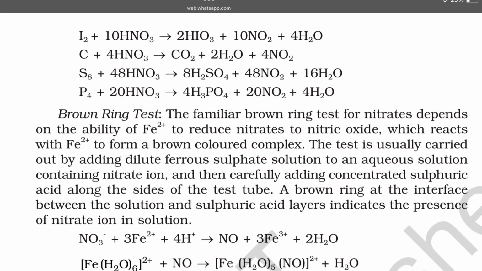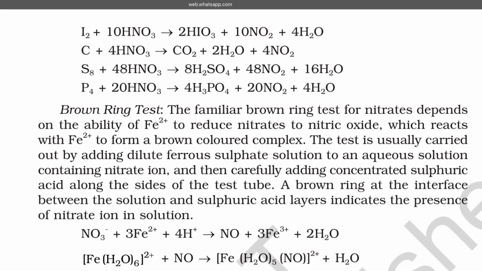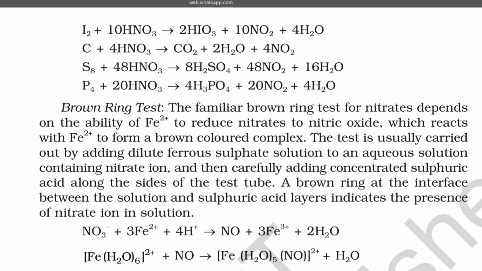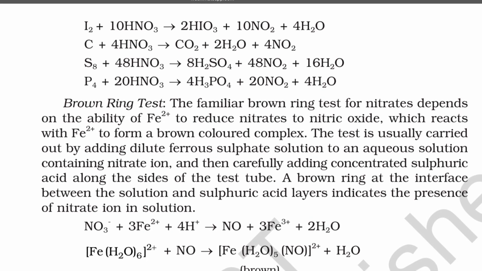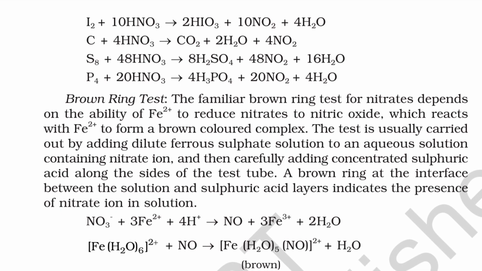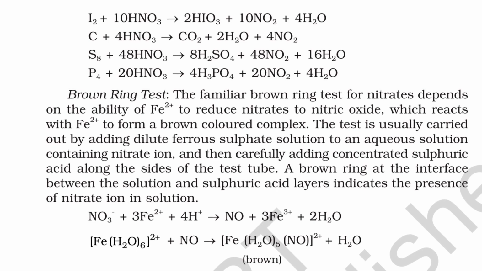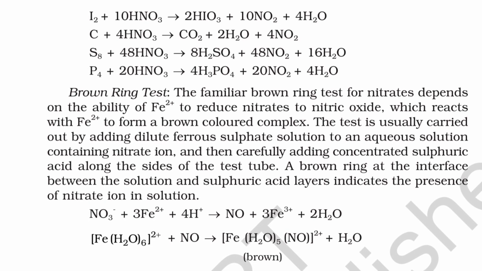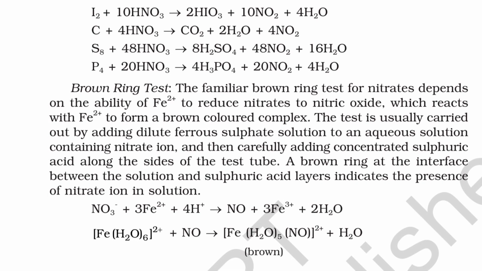The familiar brown ring test for nitrates depends on the ability of Fe+2 to reduce nitrates to nitric oxide, which reacts with Fe+2 to form a brown colored complex. The test is usually carried out by adding dilute ferrous sulfate solution to an aqueous solution containing nitrate ion, and then carefully adding concentrated sulfuric acid along the sides of the test tube. This you are going to do in the lab also. You are going to perform it in the lab.